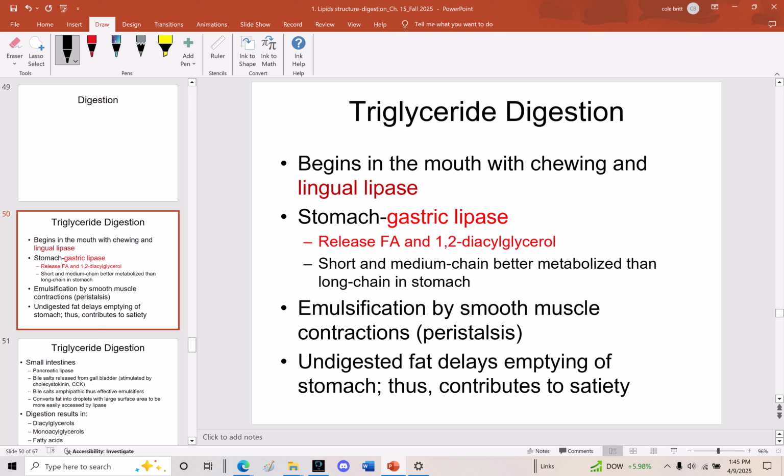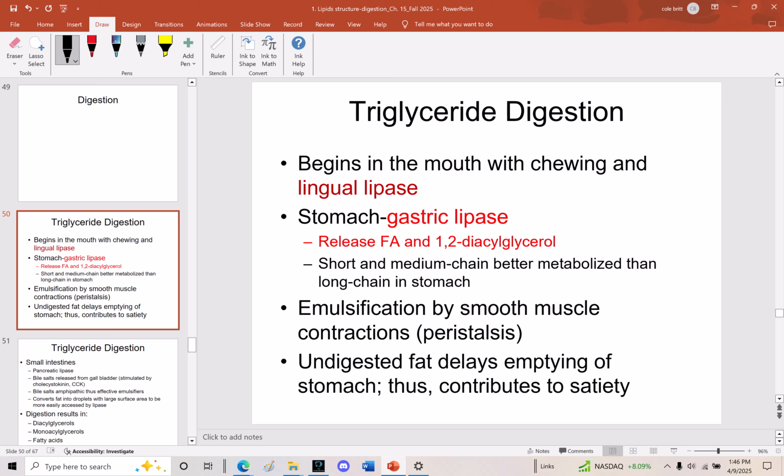The first lipase I'm introducing you to is lingual lipase. Your textbook says within it that triglyceride digestion starts in the stomach. I disagree with your textbook because the very first triglyceride enzyme that we have comes out in the mouth. It's lingual lipase, and it comes from the salivary gland. So technically, in my opinion, triglyceride breakdown begins in the mouth because that's where we have the first lipid enzyme. But your textbook will say it starts in the stomach.